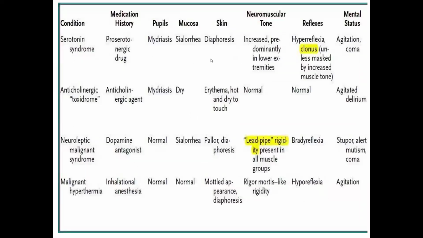Very important is to know the difference and the differential diagnosis. So you have other conditions that can give you a similar picture, like anticholinergic syndrome, neuroleptic malignant syndrome, malignant hyperthermia. This is something that we see in anesthesia with inhalational agents and succinylcholine.